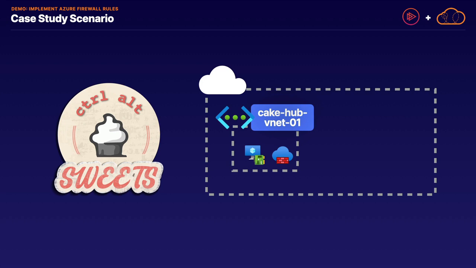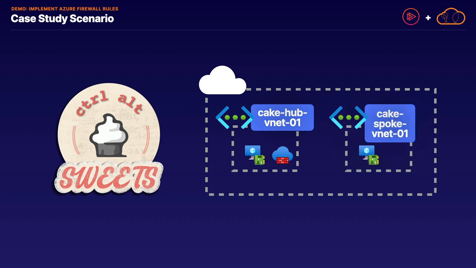Then off to the side, we're going to have a spoke VNet. This spoke VNet is also going to have a virtual machine resource. It is going to be peered with our hub VNet, so these two networks will be able to communicate over this peering connection. But we are specifically going to be focusing on the hub VNet for our demonstration purposes. I've just included this spoke VNet off to the side for you to play around with to get more experience should you choose to do so.